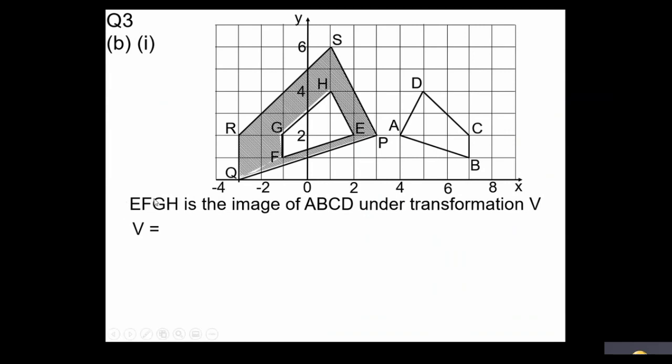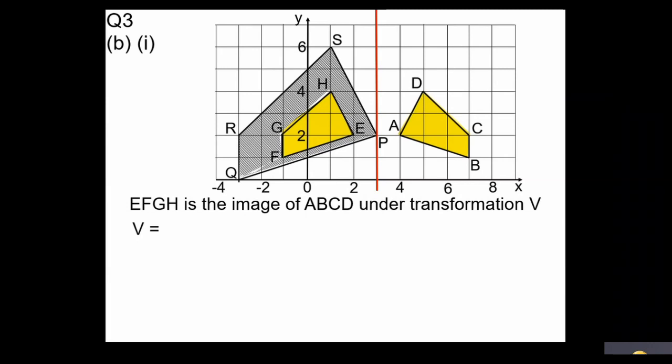So EFGH is the image of ABCD, this one, EFGH here, under transformation V. This is also quite easy. Translation cannot, because for translation the shape must be the same. You see here, there must be a mirror so that this one can change to this one. If you have a mirror, it means reflection.